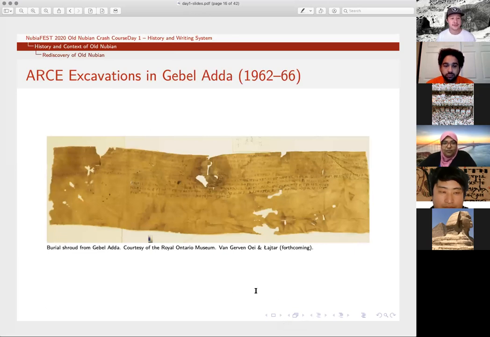Finally, another site from which there are no new materials, but a lot of the materials are still in museum archives and not published, are the Archaeological excavations in Jebel Adda. Here, for example, we see a burial shroud which was found in the museum archives. We didn't know it existed, and so it contains a rather well-preserved Old Nubian text with a prayer. So this body was wrapped in this shroud. And so again, this is also a type of material that we still have to publish. We're working on it, and so hopefully maybe next year, this will also be published.